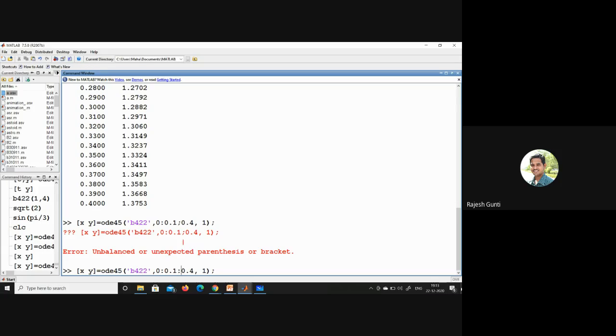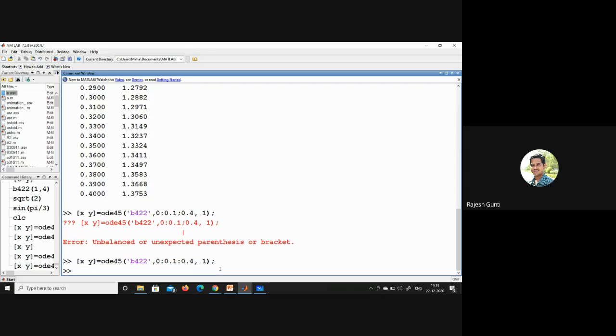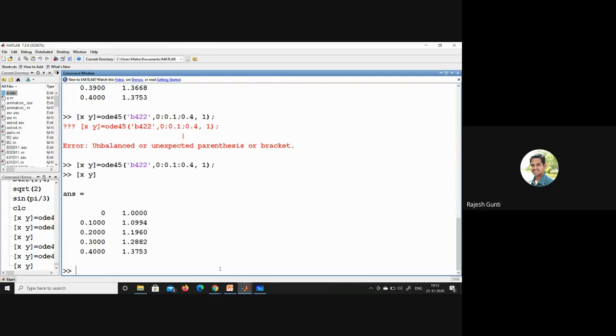Am I correct? It is correct, I think. Now x, y: at 0 this is the value, at 0.1 this is the value, at 0.2, 0.3 and 0.4, these are the values.